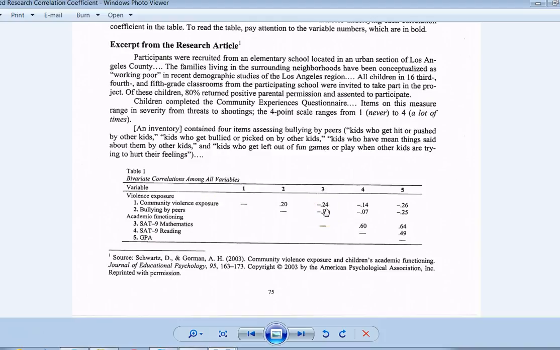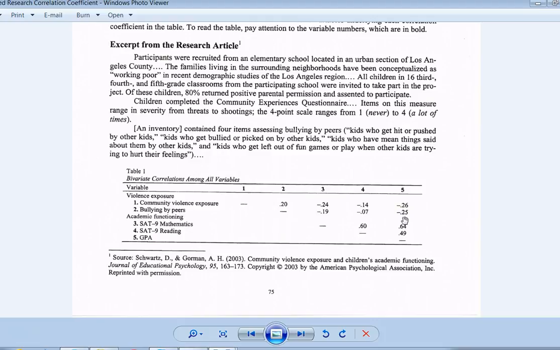The next one, which one of the following pairs has a weaker relationship between them? We look at math and reading. We know it's 0.60. Math and GPA is 0.64. That one right there has a stronger relationship. The correlation coefficient for the relationship between bullying by peers and GPA is way over here at negative 0.25. And the correlation between these two indicates what? Negative 0.25. Well, it's an inverse relationship. So one goes up, the other one goes down. So it would be B.